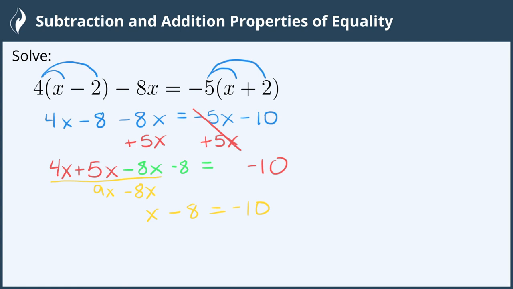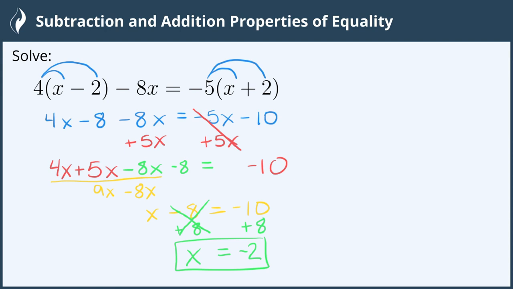And now we need to continue isolating the variable. So we need to do the opposite here by adding 8 to both sides. Minus 8 plus 8 cancels. So we've now isolated the x, and negative 10 plus 8 is negative 2. And that's our answer. And we can go ahead and check this by plugging it back into our original equation.